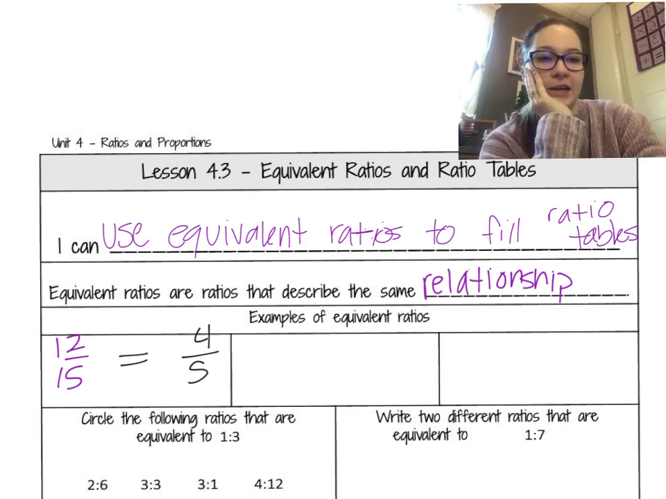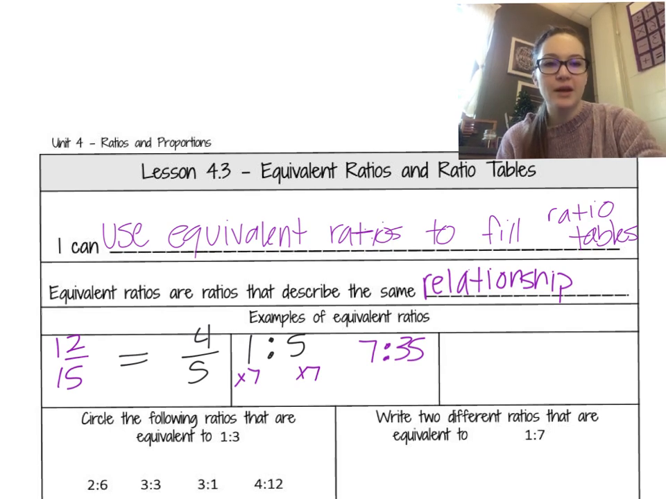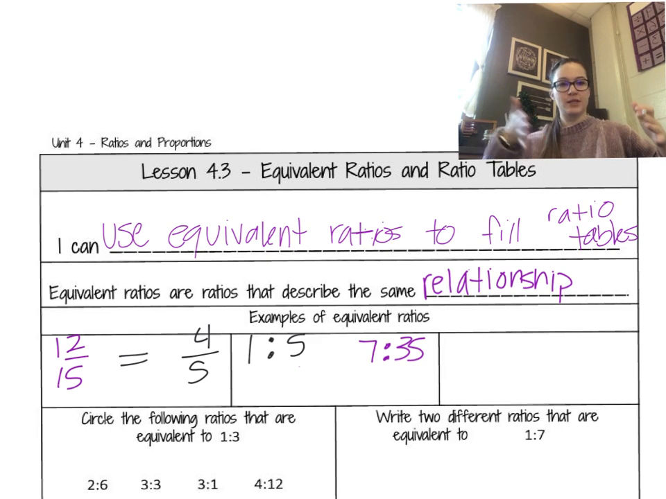If I had the ratio 1 to 5, well, let's say I want to multiply this by 4. Let's do a fun number. Let's do 7. 7 seems fun. Okay, so I'm multiplying each part by 7. Gives me 7 to 35. So that would be an equivalent ratio because as I multiplied each part of the ratio by the same amount, it was changing by the same amount.